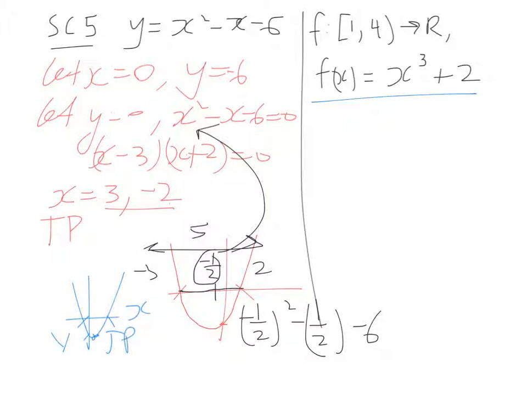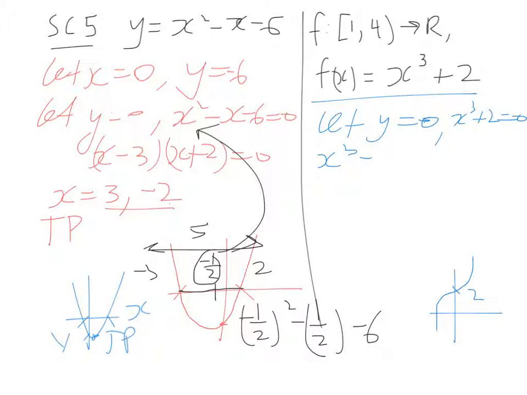With this, because I've drawn these a million times, I know it's going to look something like that, and it's going to intersect there at 2. So I'm going to find the x-intercept, so I let y equal 0. So x cubed plus 2 equals 0. Therefore x cubed equals negative 2. So then x equals the cube root of negative 2. Then for the y-intercept, I'll let x equal 0. And we've got a y-intercept of 2.